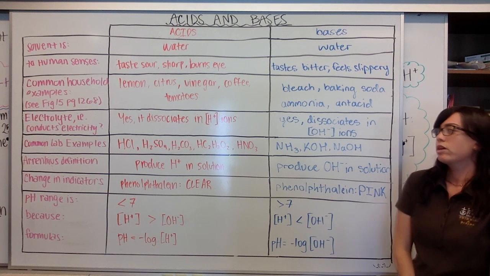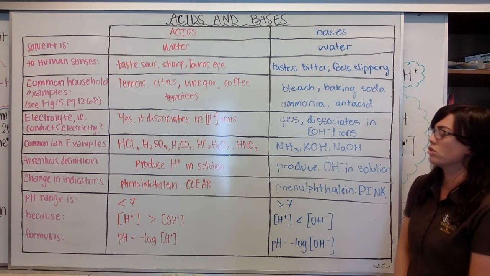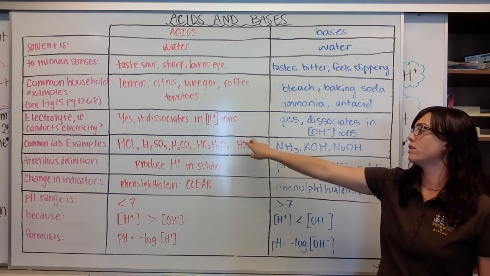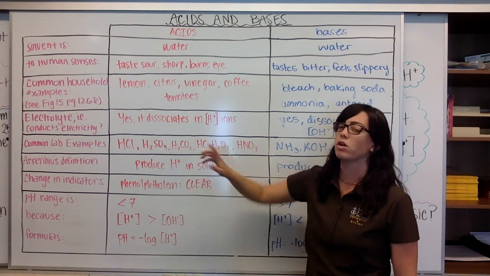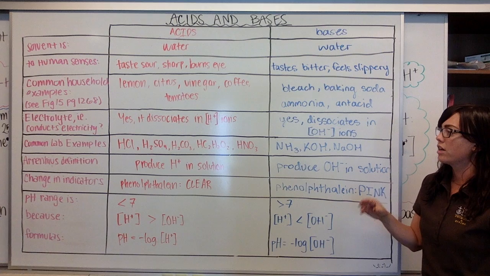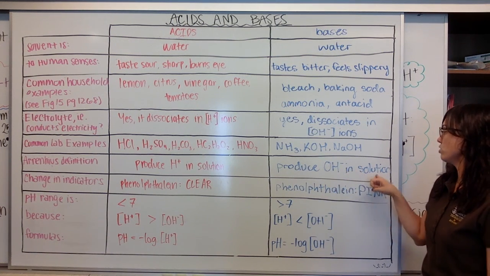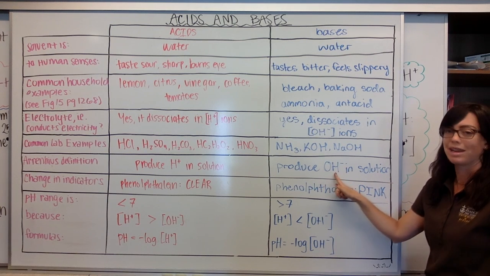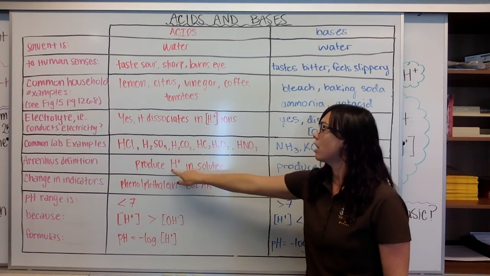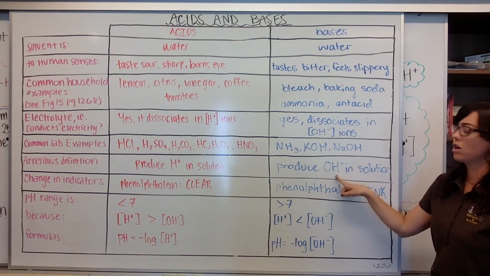The definition that we are going to use for an acid is something that is going to produce hydrogen ions in a solution. That is why all of our acids have hydrogen at the beginning, because when these go into water, they break apart and form a lot of hydrogen ions floating around in our water. Bases, on the other hand, are something that is going to produce a lot of hydroxide ions in our solution. So remember, hydroxide is our OH minus. So you can see that over here we have hydrogen ions for our acids, and hydroxide ions for our bases.